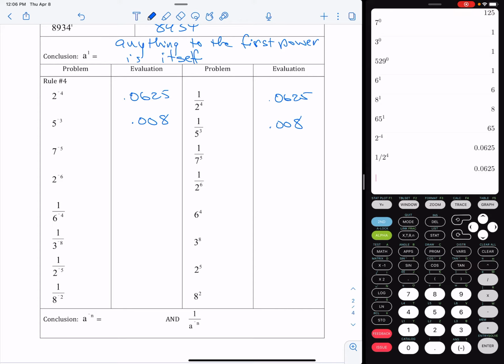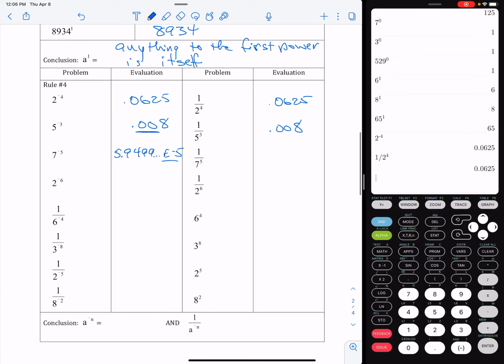7 to the negative 5th would give you a really long, ugly answer, 5.9499 and a bunch of stuff, e negative 5. Now, if you remember correctly, this e negative 5 is putting it in scientific notation. Anytime you have more than 3 zeros, like this one's got 2, it's going to automatically flip it into scientific notation on the calculator. So when you did the one across from it, you should have come up with the same exact answer, 5.9499 e negative 5. Basically that means I'm going to be moving that decimal 5 places to the left and adding zeros. So that's what that number really is.